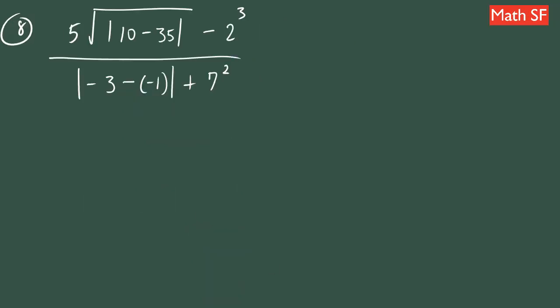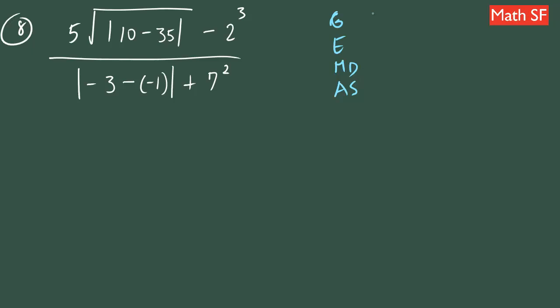Let's do this last problem. Problem number 8. We have some radical, absolute values, exponents, sum, and a fraction bar. So let's recall once again our property GEMDAS, right? Our guide to do this, GEMDAS.